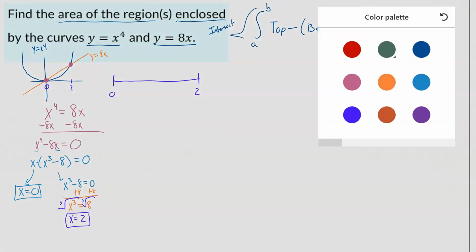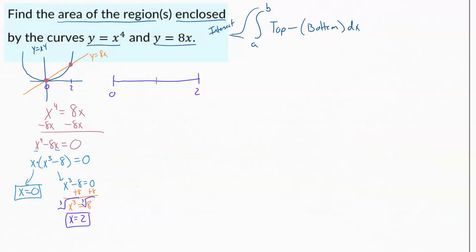However, you don't know which one is on top and which one's on bottom. So what you're going to need to do is choose a test value inside that region. I'm going to choose x equals 1 because it's a simple number to do math with. So we take our test value and plug that value into our equations, and we see what y values come out.